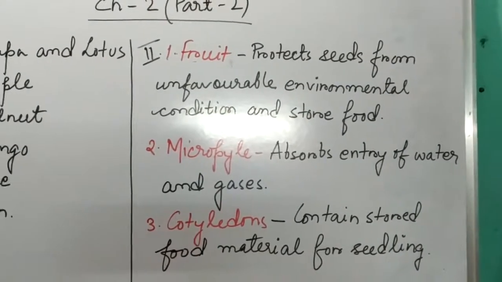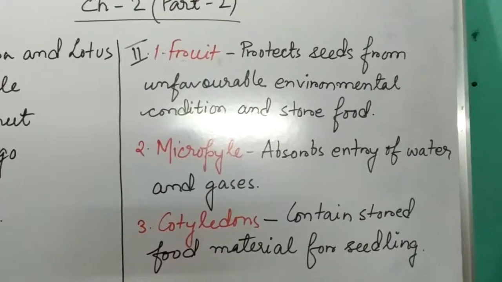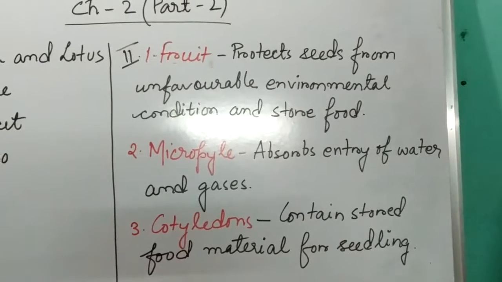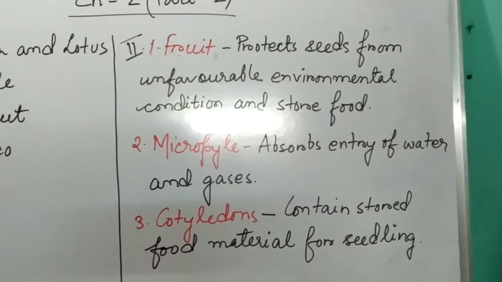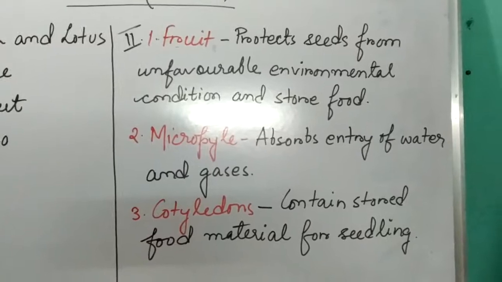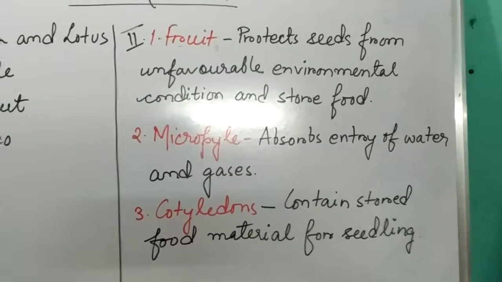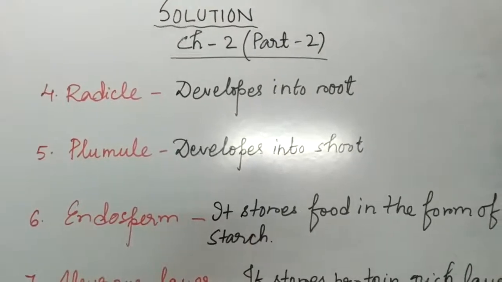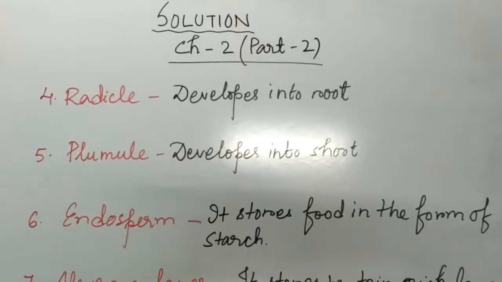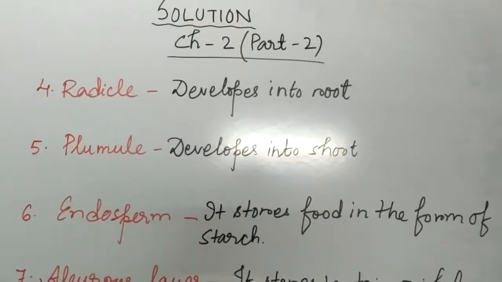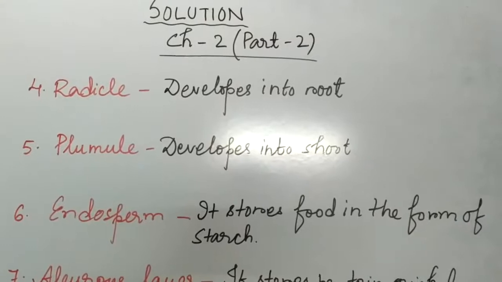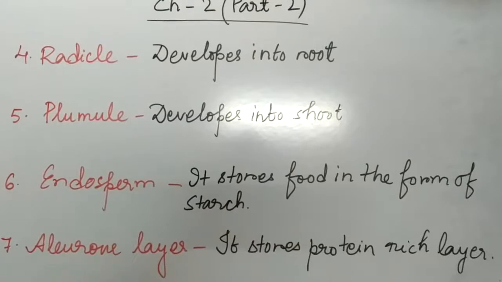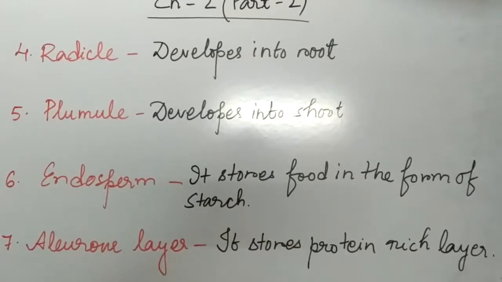Next, I asked you to write the function of micropyle. It mainly helps in the entry of water and gases so that respiration can occur. Next is cotyledon. It contains stored food material for the seedling. Next is radicle. The radicle develops into the future root system. Plumule develops into the future shoot system. Endosperm mainly stores food in the form of starch.